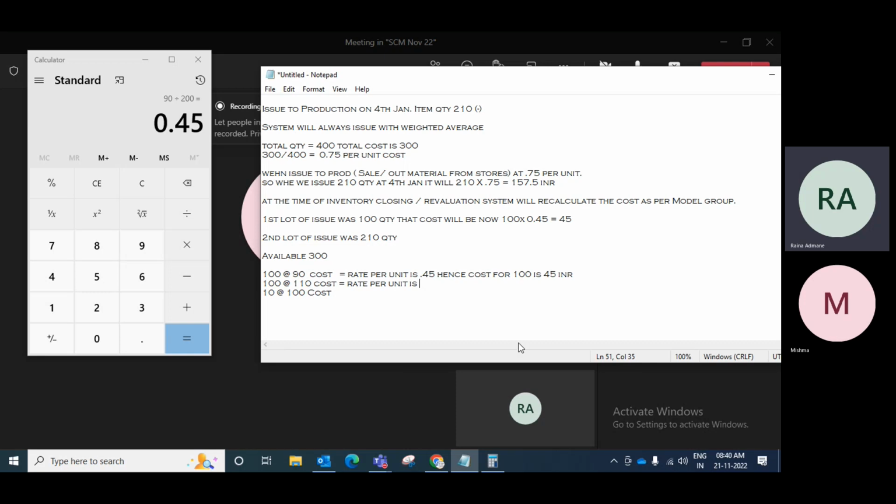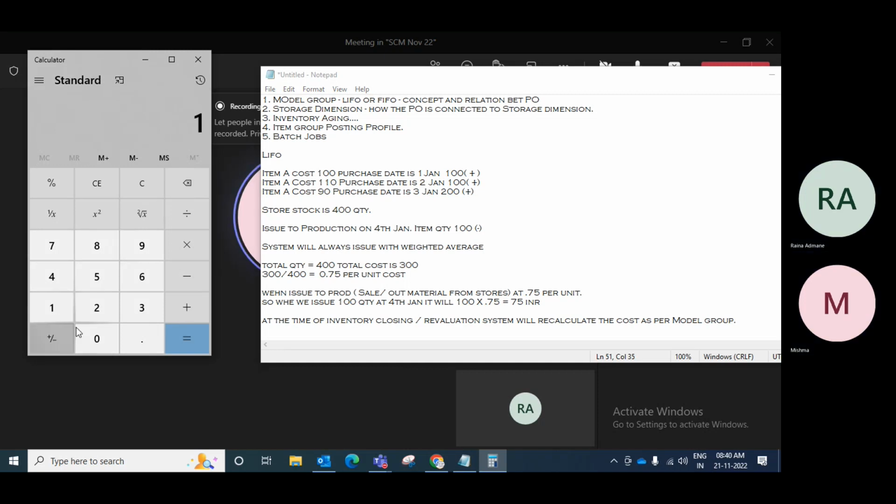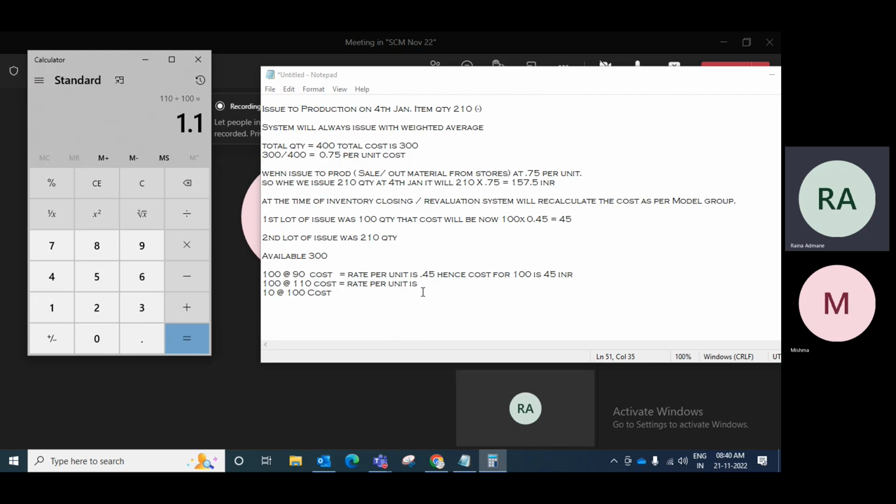How will you calculate this? How much is the quantity? 100 quantity, cost 100. So what will you do? 100 by 110? The rate is 110, right? 110 is the rate, and this is the cost, divided by quantity. How much will it be? 1.1. So your first per unit rate is 1.1.